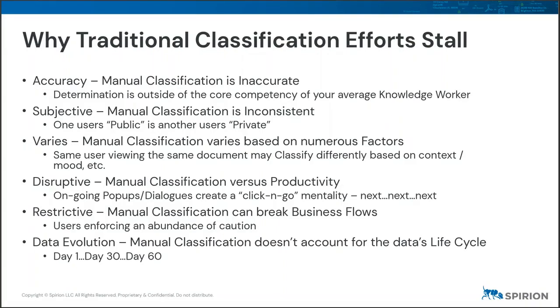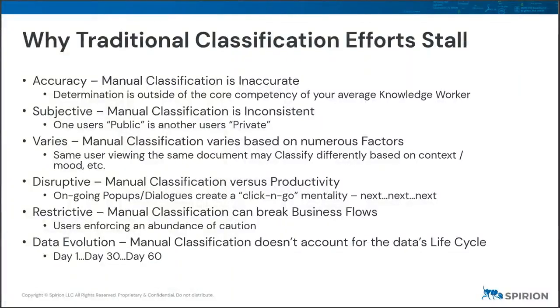It's subjective. I could classify something as public, and Fonzie might think that's private, depending on our level of expertise and what department we happen to be in. Sometimes the classification can vary based on any kind of factor. What I say is public yesterday, I could say is confidential today, based on factors that have nothing to do with the objective sensitivity of that data.